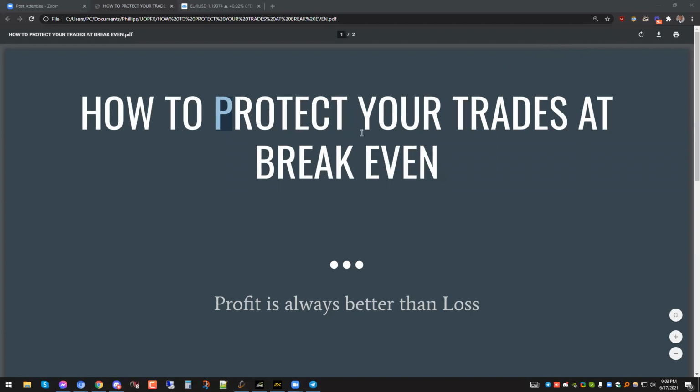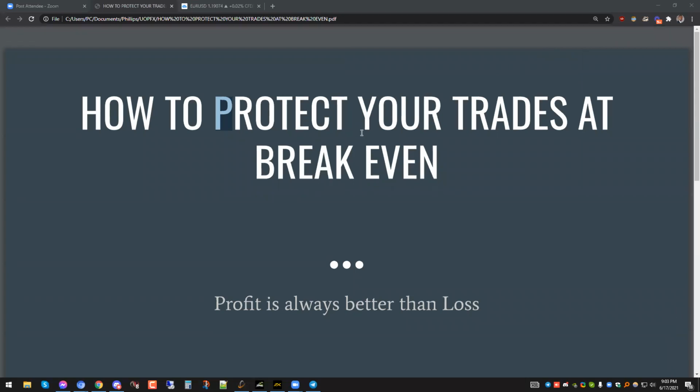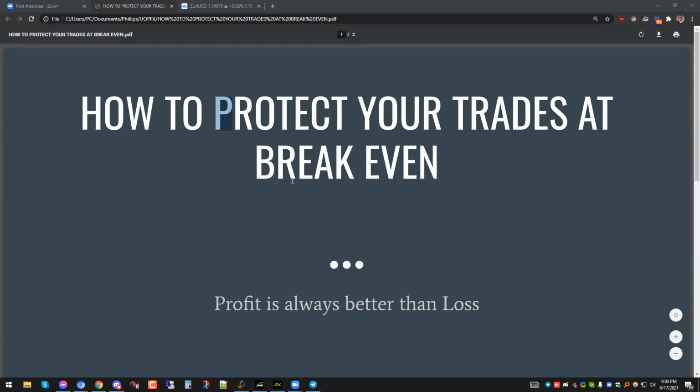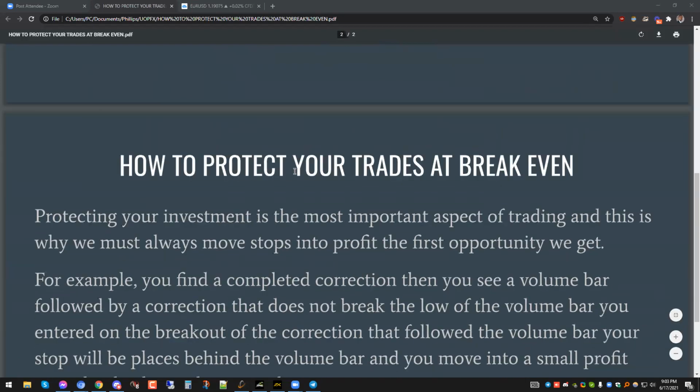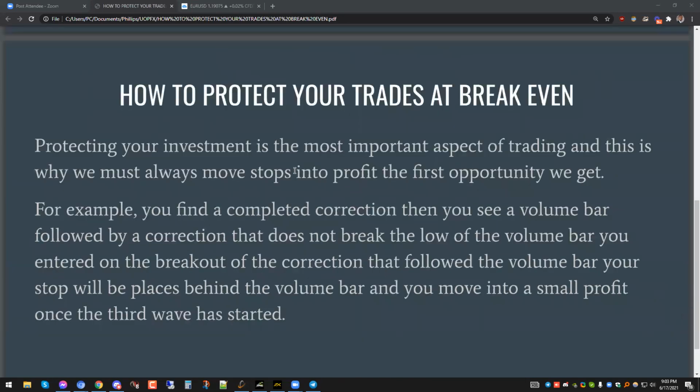So this evening we'll be doing how to protect your trades at break even. Now, guys, remember, profit is always better than loss. So let's jump into it. Protecting your investment is the most important aspect of trading. This is why we must always move our stops into profit the first opportunity we get.